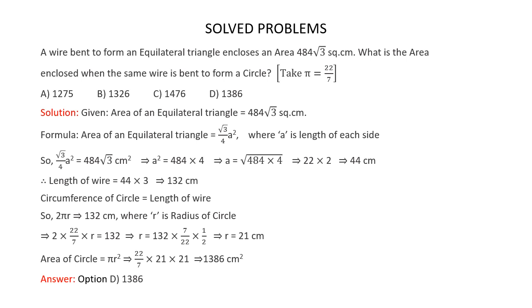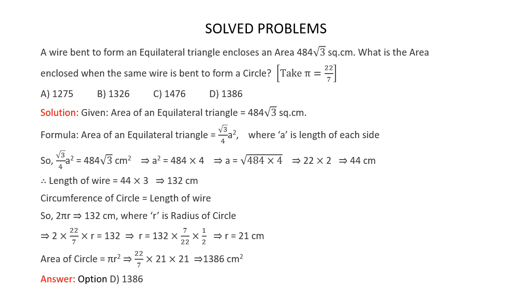Now it's given that area of an equilateral triangle is equal to 484 root 3 square centimeters. Now we know that area of an equilateral triangle is equal to root 3 by 4 multiplied by a squared, where a is the length of each side. So now we have root 3 by 4 multiplied by a squared is equal to 484 root 3 square centimeters.